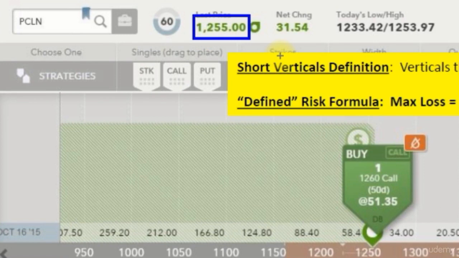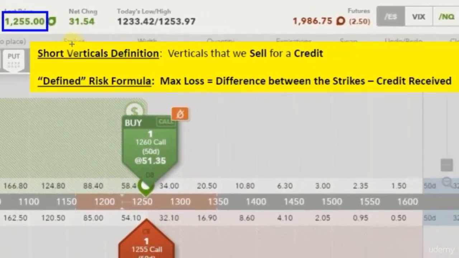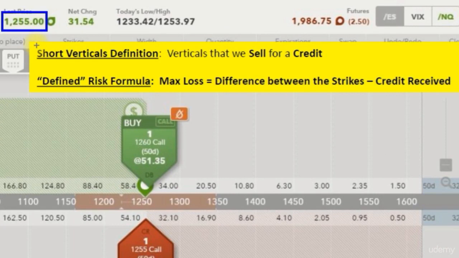It's going to be the same example we just showed with the $100 stock price because that was easy. But now it's exactly $12.55. So in this case, we're going to look at selling a vertical. So what does that mean? When we short a vertical or sell a vertical, it means we sell it for a credit. And our defined risk formula for verticals when we sell them is our max loss is the difference between the strikes minus the credit received.